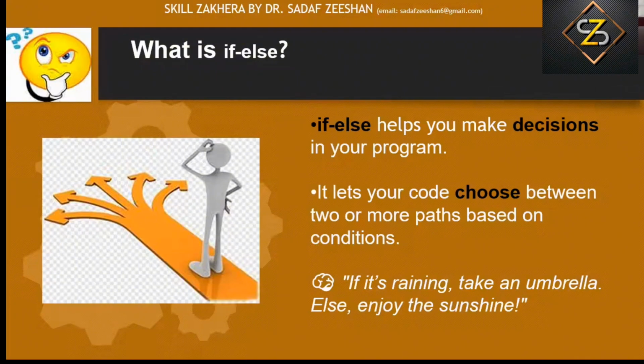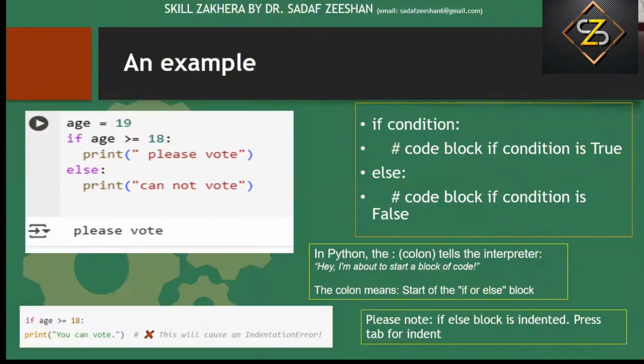If-else helps us to make a decision in a program. It lets you choose between two or more paths based on conditions. For example, if it's raining, I need to take an umbrella, else I need to enjoy the sunshine. So here I have two options. The first condition is if it's raining, I will use an umbrella. And the second condition is if it's not raining, I'm going to enjoy the sunshine. So if-else is basically used to make a decision.